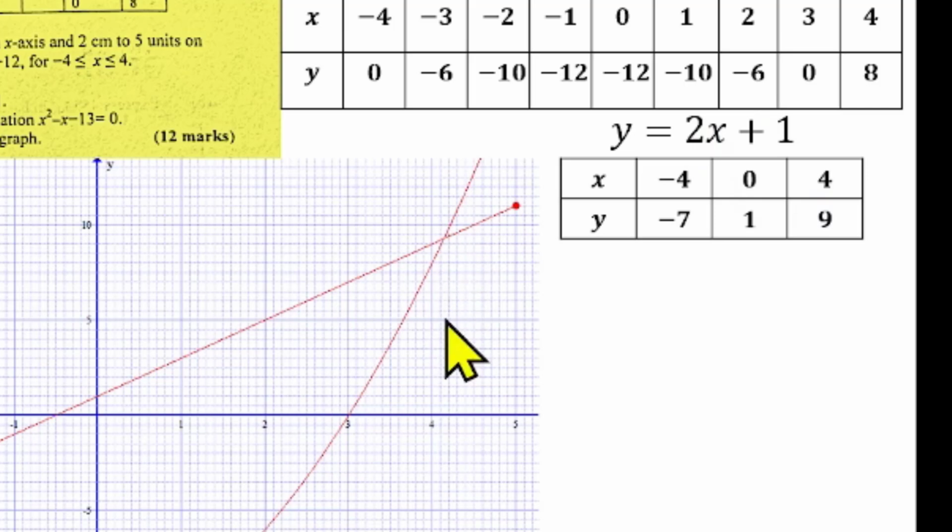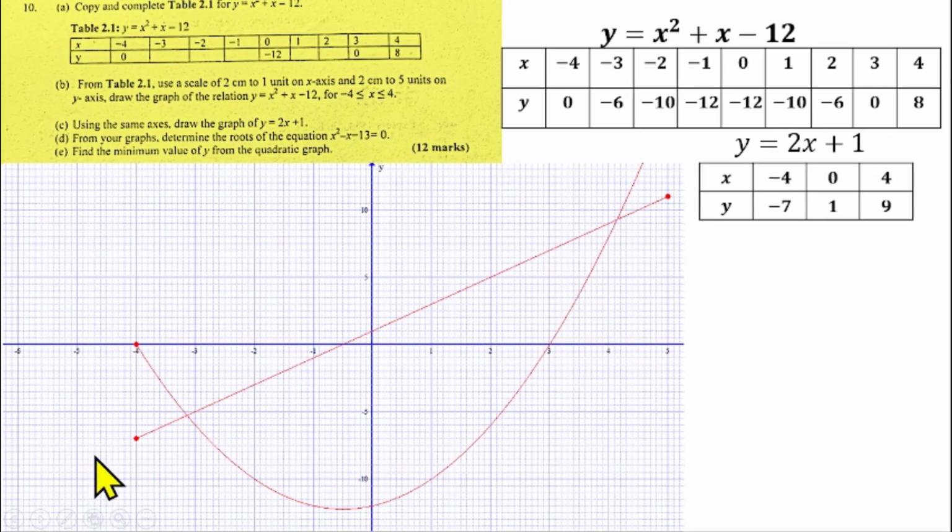So 9, that should be 5, next to line 6, next to line 7, next to line 8, next to line 9. So this is the next point. You can place a long ruler on this point and this point, and join them together, and that will give you the straight line. So this is the graph for the equation, the quadratic graph and the linear graph.